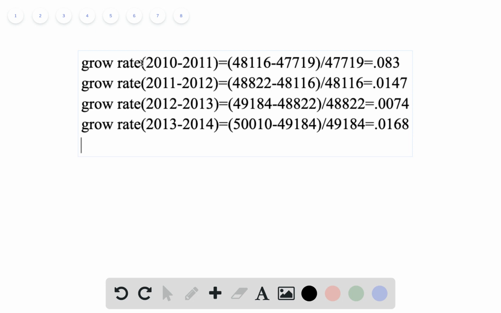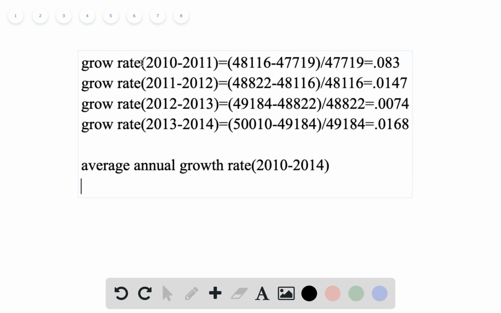Then the next step will be the average annual growth rate between 2010 and 2014. So that means we need to add up all these four growth rates and divide it by 4. That's exactly the definition for average.